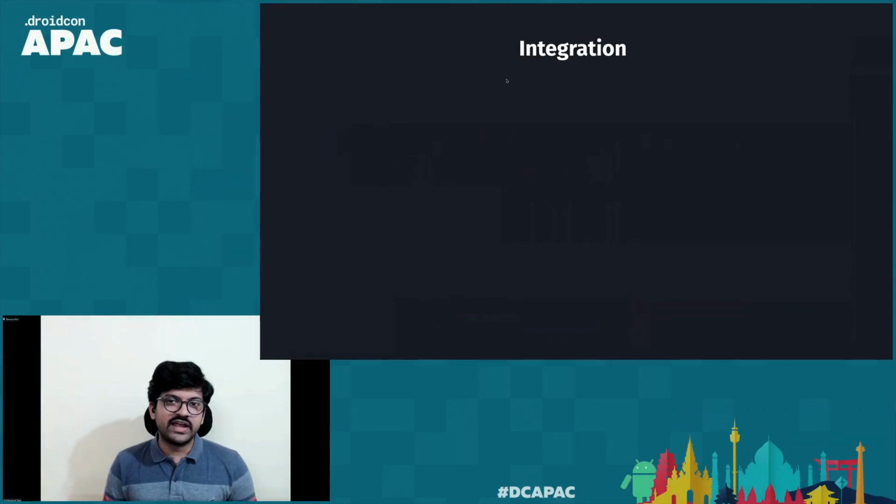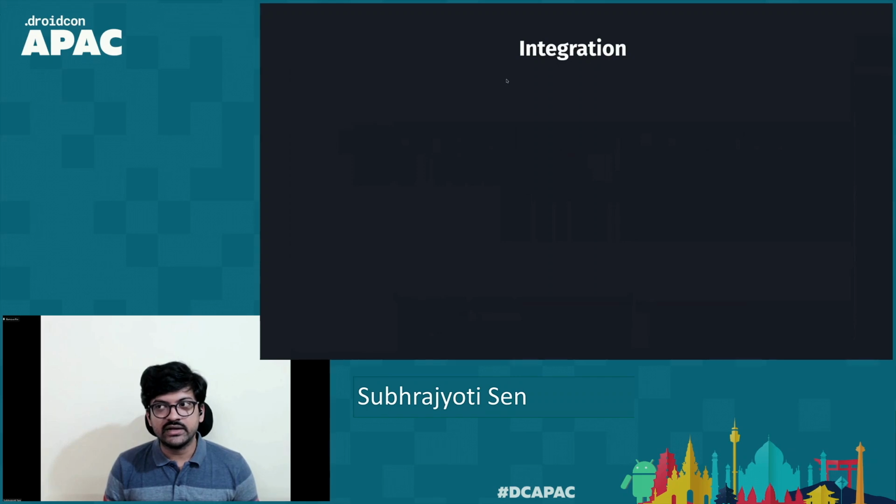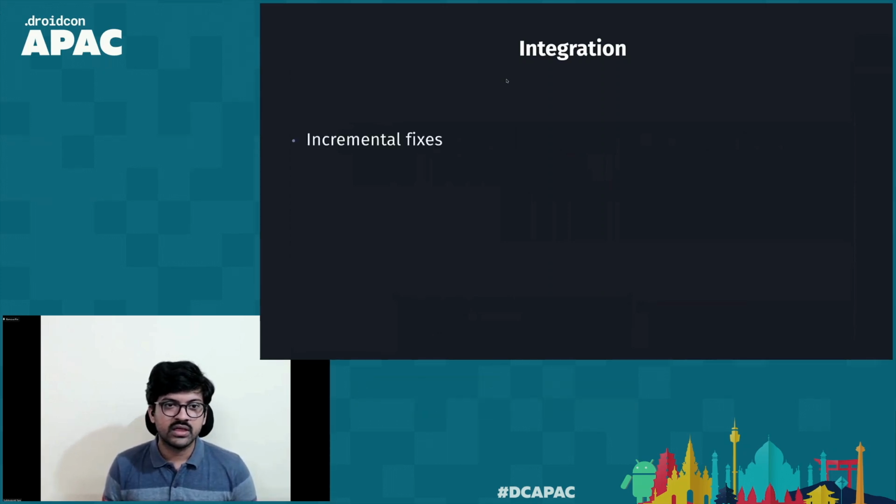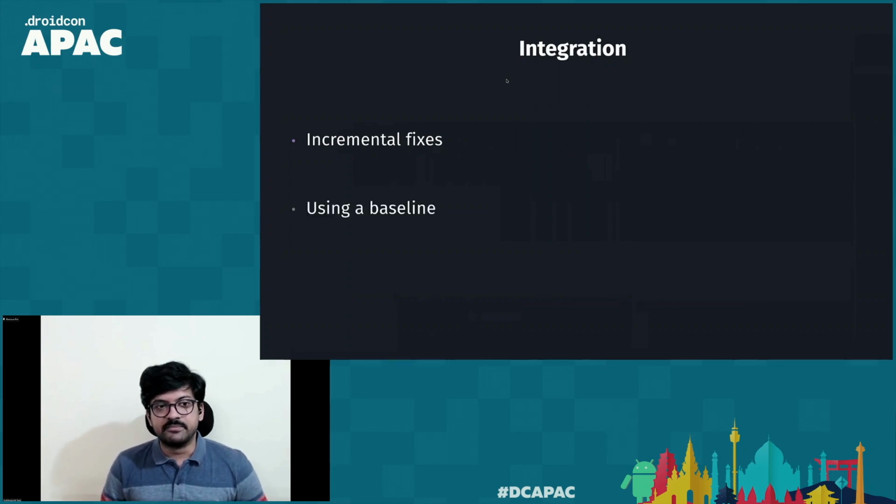Coming to integration. Now, hopefully at this point, I've convinced you a bit that you should start writing such lint rules for your project. So if you start enabling Lint and take it seriously, how exactly do you go about doing that in your code base, which I'm considering is considerably large at this point? One thing you can do is incremental fixes, that with each release, ship out a few fixes at a time. And you can do this using a baseline. So let's see what a baseline is.